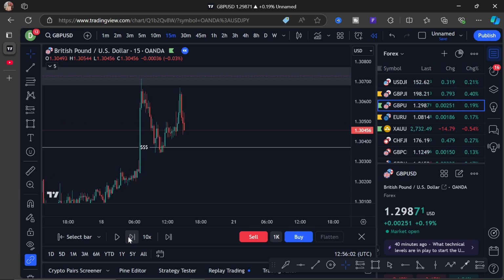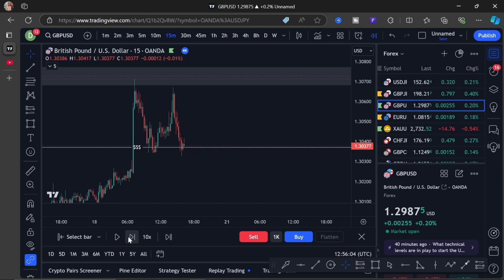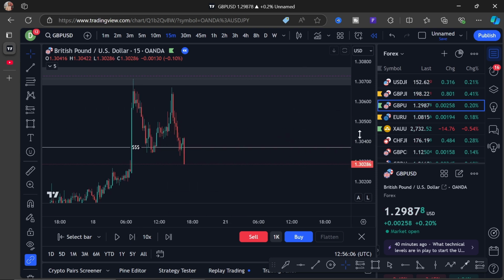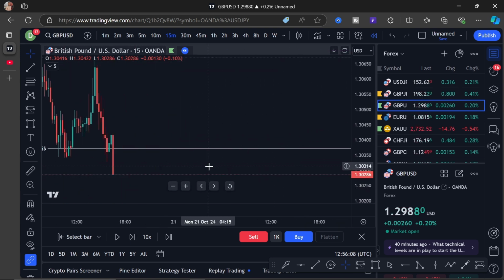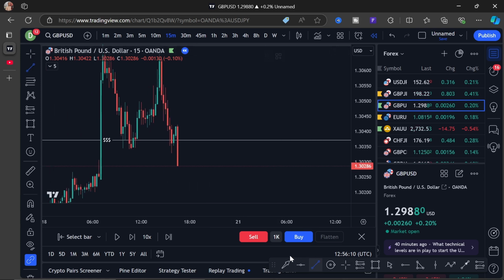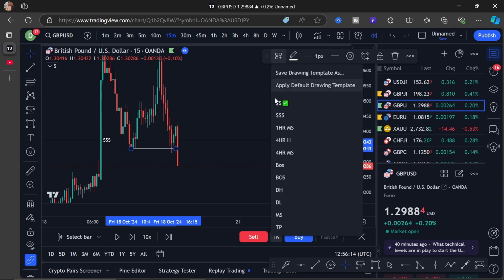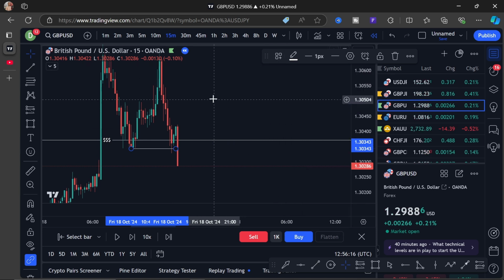Okay. Now let's see if we get the market shift here. Okay, now you can see on the 15 minutes, we've gotten a market shift here. Here becomes our market shift on the 15-minute time frame.